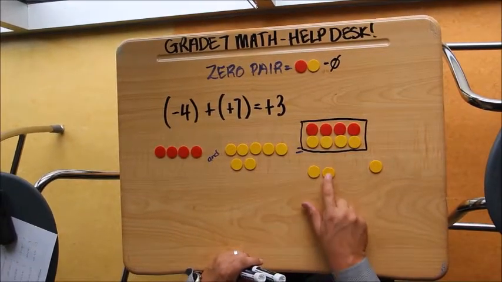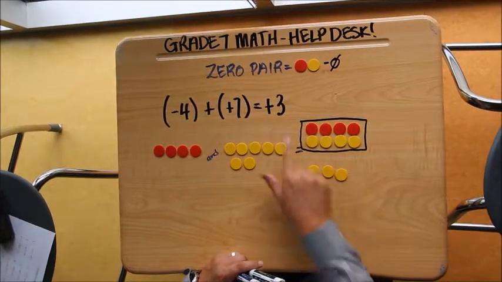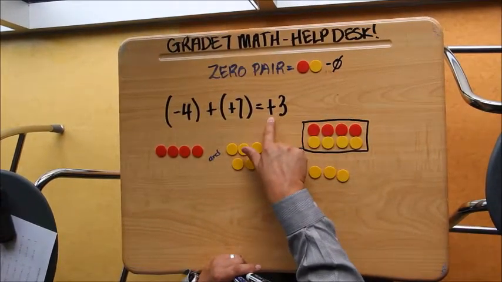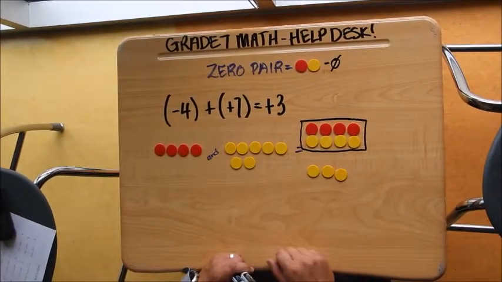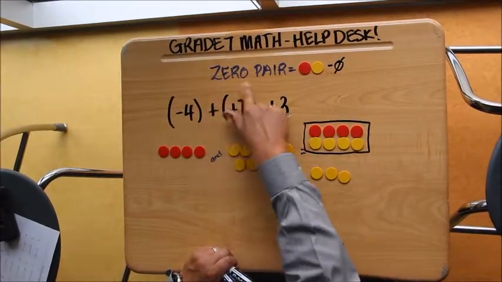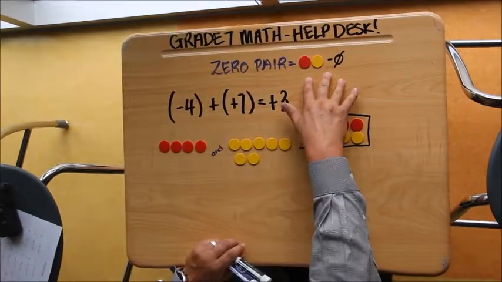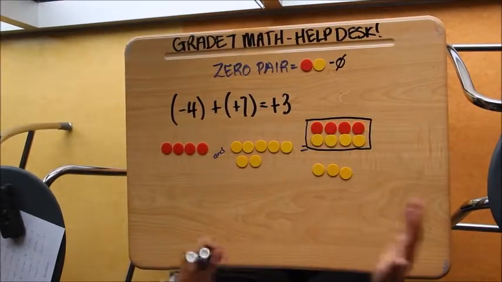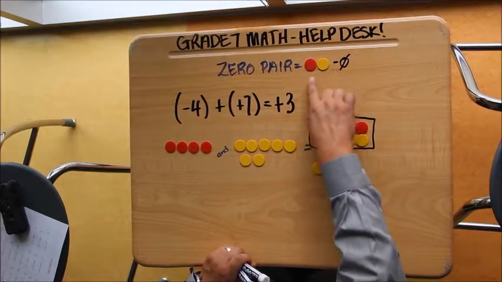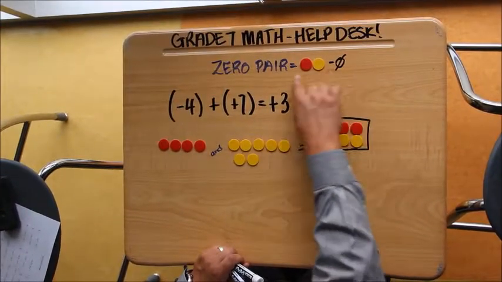So we've got 1, 2, 3 positives. So 1, 2, 3, that's 3, and they're all yellow, and that's a positive. So when the signs are different, you're going to end up probably using a 0 pair. And you need to become really familiar with these because in grade 8 you're going to use them a lot for multiplying and dividing integers as well. You're going to use them a lot when you're in grade 8, so become familiar with them.